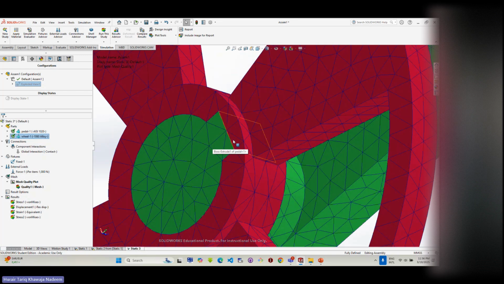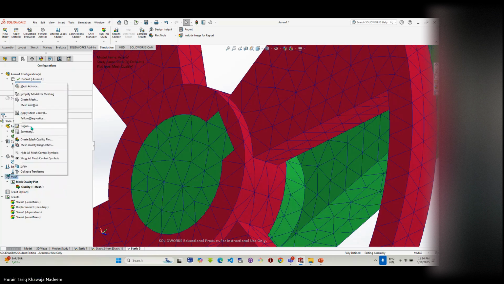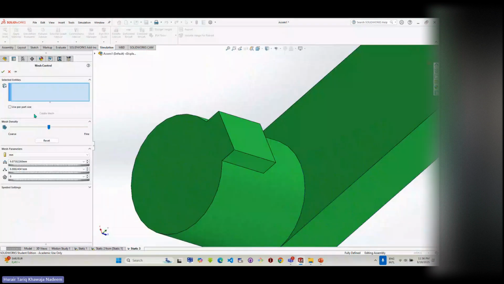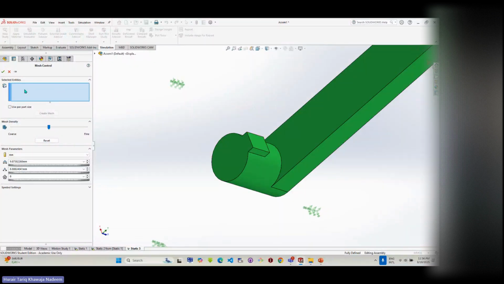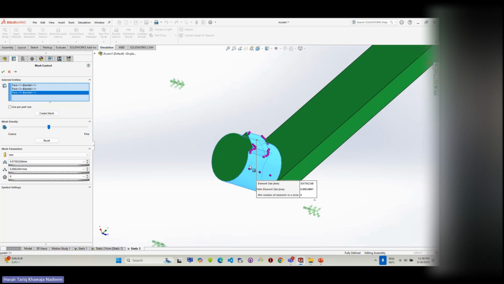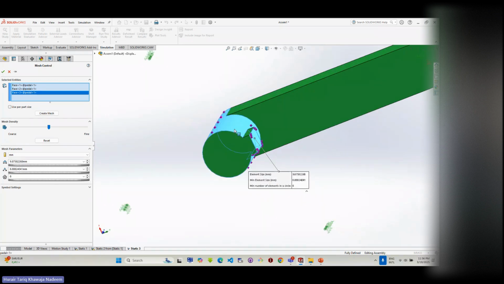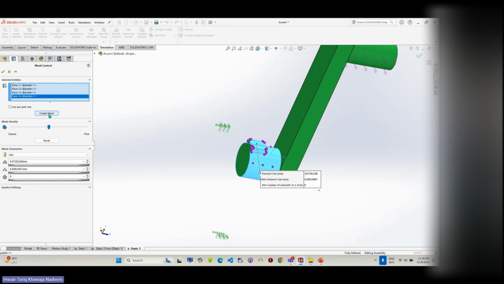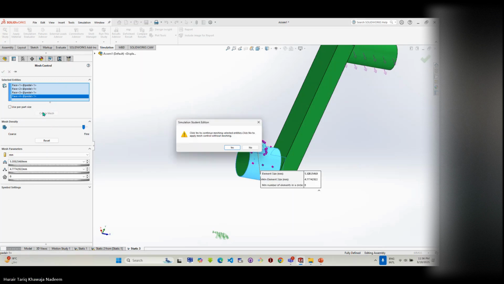But somehow I can select this one from here. Create mesh quality, apply mesh control. Oh, there it is. Maybe I have exploded it. So this region, this region, this region, and this region. I want to apply mesh control on these regions. And what type of mesh? A fine mesh. Okay, so I want to do the remeshing.